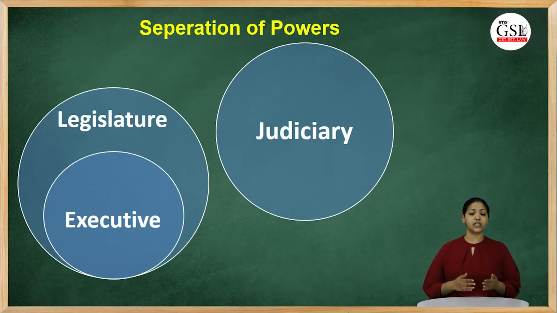The legislature, that is the lawmaking body of our country, is comprised of the Lok Sabha or the House of People, the Rajya Sabha or the Council of States, and the President. The executive body, that is the body that is tasked with the implementation of the laws, is comprised of the President, the Vice President, the Prime Minister, and the Council of Ministers.